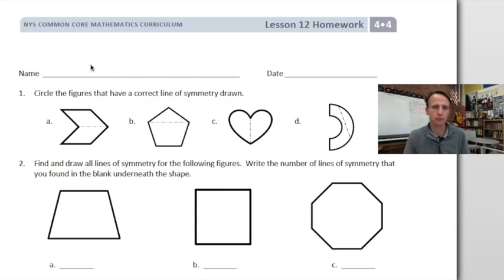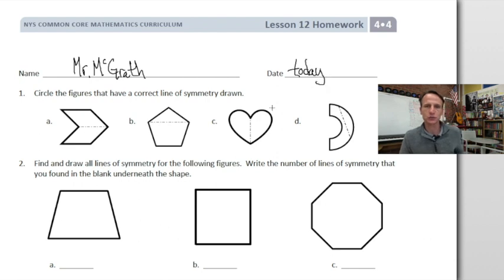Lesson 12, let's jump right in by writing our names at the top of our papers. I'll write my name and you go ahead and write yours. And go ahead and write today's date. I'll write today, you write the actual date, where and when you are in this world of ours.